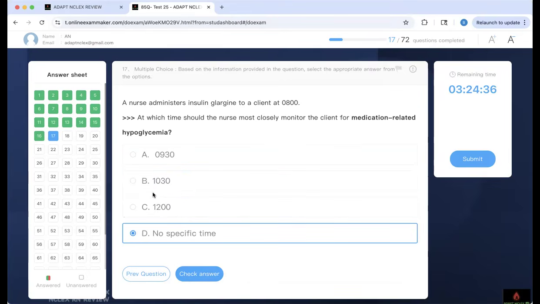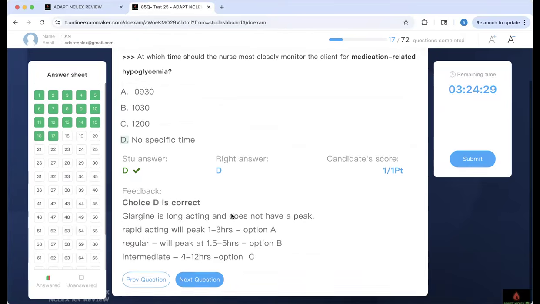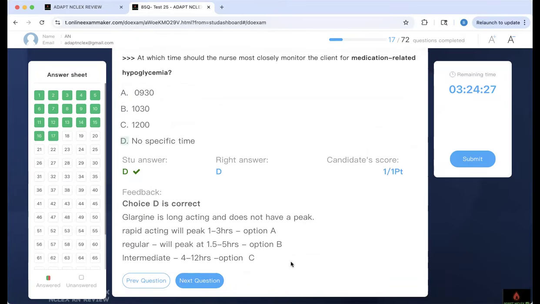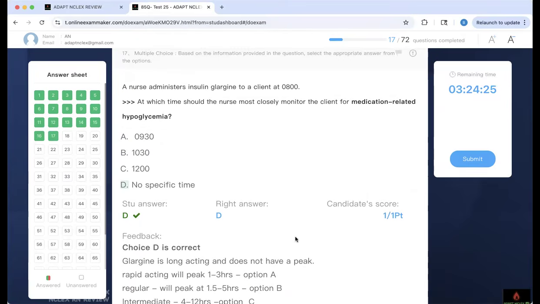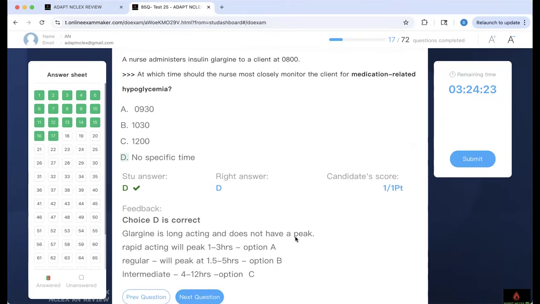And if it's intermediate, it's 4 to 12 hours. So minimum 4 hours, right? And therefore, this is the way you calculate it. So pay attention with this kind of test-taking strategy. If you get this wrong, I know you got it, but it's just paying attention to the fact that we're dealing with glargine.